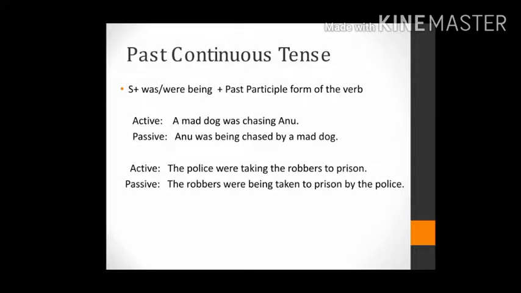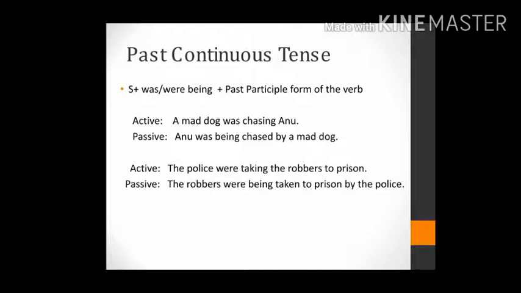Past continuous tense. The formation of passive voice will be was or were being plus past participle form of the verb. Continuous tense, always I told you being should be used. Was or were being plus past participle form of the verb. A mad dog was chasing Anu. Anu was being chased by a mad dog.